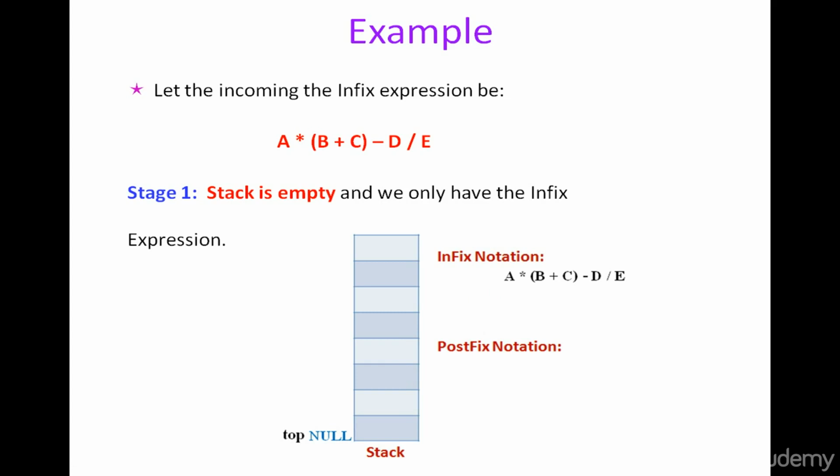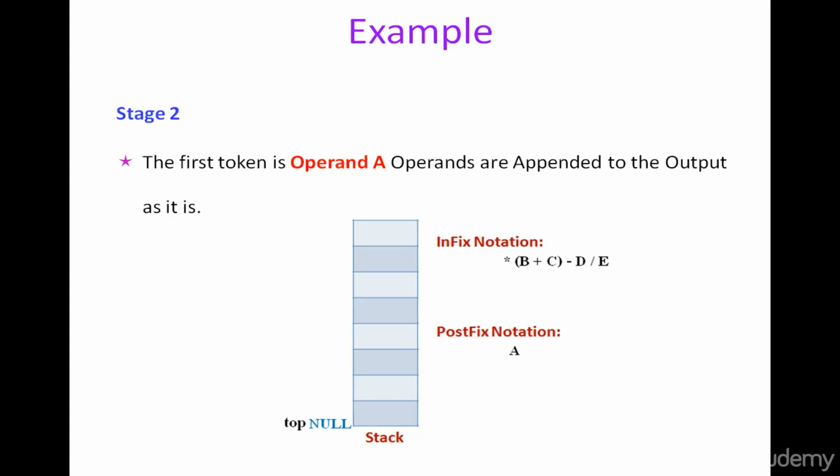This is the left hand side, and we will start from the left hand side and scan to the right hand side, towards the right one. So the first token is A. We will just write this to the postfix notation.